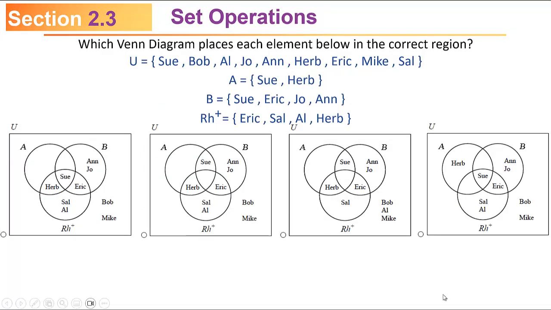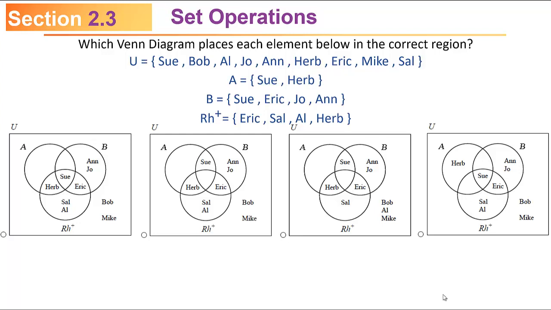Okay, let's end up with a sort of a fun problem. Look at this. It says which Venn diagram places each element below in the correct region, and you've got four possible answers, only one of which is correct. You start off with a universal set. It has several people's names: Sue, Bob, Al, Joe, Ann, Herb, Eric, Mike, and Sal.